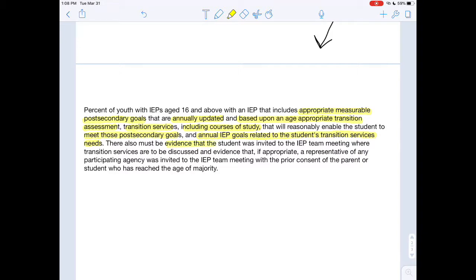There also must be evidence that the student was invited to the IEP team meeting where transition services are to be discussed, and evidence that, if appropriate, a representative of any participating agency was invited to the IEP team meeting with the prior consent of the parent or student who has already reached the age of majority.